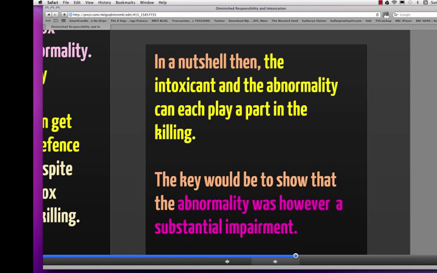So in a nutshell then, the intoxicant, whether that's alcohol or drugs, and the abnormality can each play a part in the killing, and the courts were acknowledging this in the case of Dowds. The key would be to show that the abnormality was, however, a substantial impairment. And this is a task for the jury. It's not an easy task, but one that they do have to undertake.